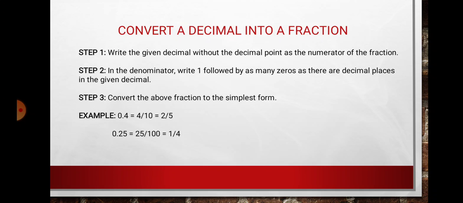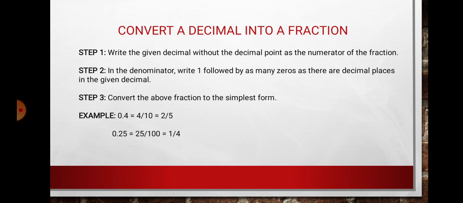Let us see one more example. 0.25. So proceed with step 1. Remove the decimal symbol and write the number as it is. So 25. Now come to the denominator. So what is the first thing we have to do? We have to write the number 1 followed by the zeros, as many as there are in the decimal places.